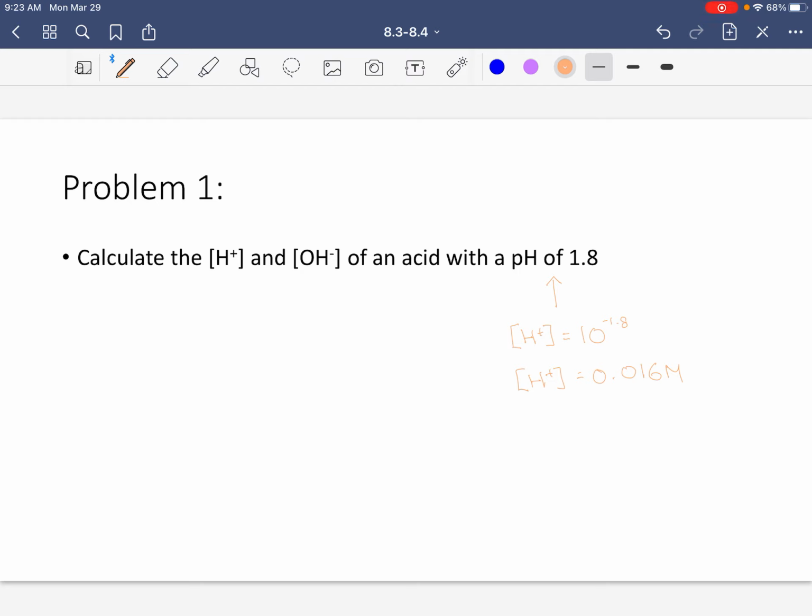Okay, all right, we found H plus. Now let's find OH minus. Now remember, the relationship is that Kw is equal to H plus times OH minus. Okay, Kw is a constant. It is 1.0 times 10 to the power of negative 14. H plus we just found to be 0.016.